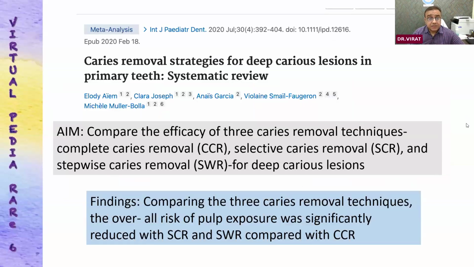Let's see the evidence. This is a systematic review regarding caries removal strategies for deep caries lesions in primary teeth, published in 2020. The authors compared the efficacy of three caries removal techniques: complete caries removal, selective caries removal, and stepwise caries removal. They concluded that the overall risk of pulp exposure was significantly reduced with selective caries removal and stepwise caries removal compared to complete caries removal.